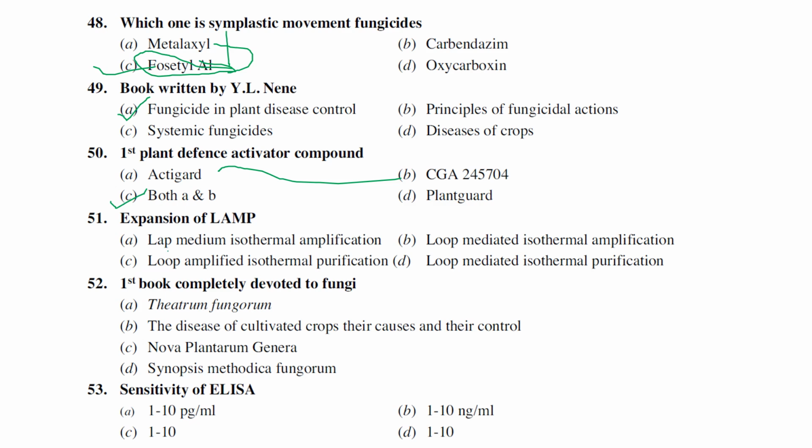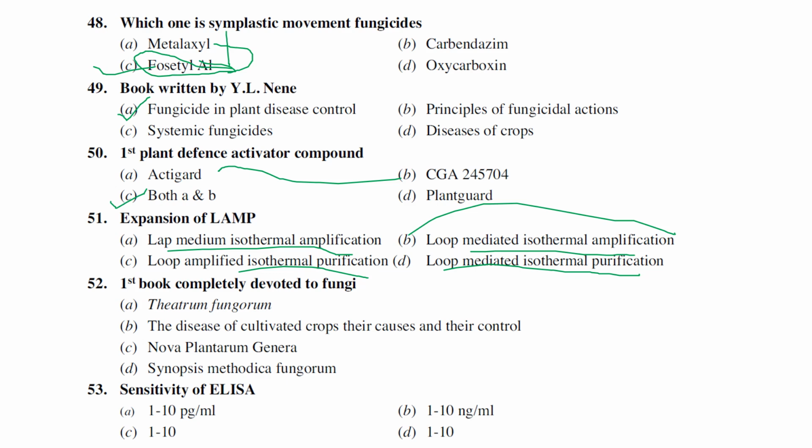Expand LAMP: loop mediated isothermal amplification, loop amplified isothermal purification, loop mediated isothermal purification. So the answer is loop mediated isothermal amplification. It is a technique that was developed by Notomi in 2000. It is nothing but like a PCR only. In PCR 3 steps will be there, in LAMP only 1 step and only 1 temperature will be there. That is the only thing. It is also a DNA amplification technique, that's it.